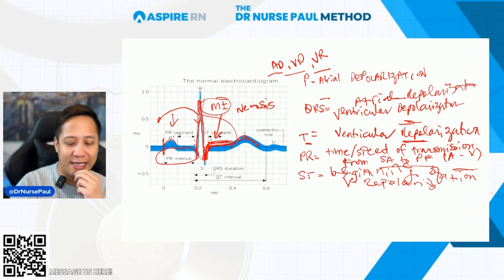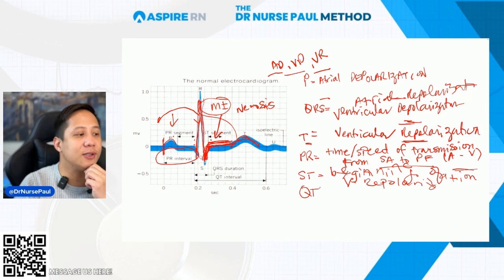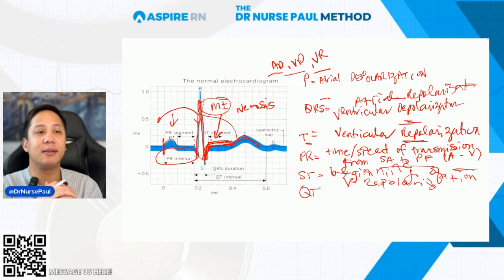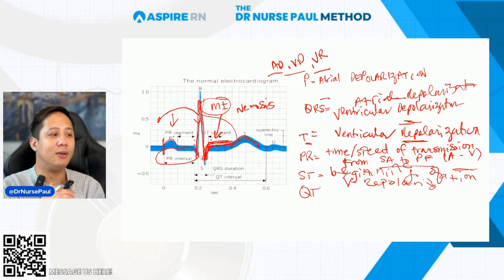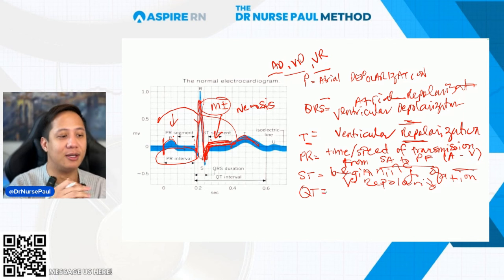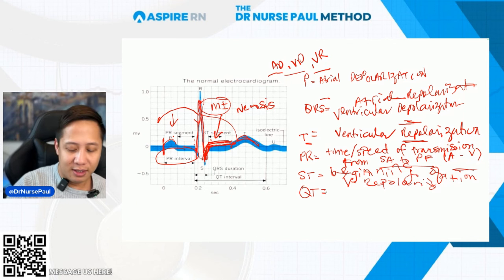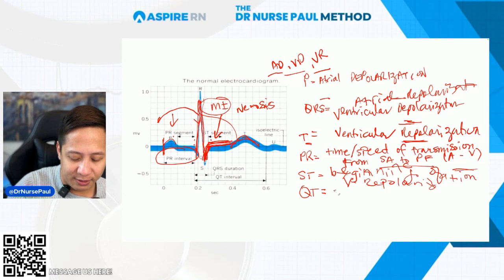And of course, the last one is QT. What is the QT segment, guys? Aside from me, QT, right? I'm just kidding. No, some people didn't get it, so Google it so you understand. QT talks about what? QT talks about the whole or complete cycle.